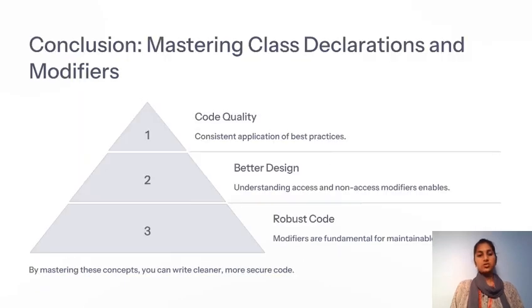And here is the conclusion of this topic, mastering class declaration and modifiers. First thing is code quality: consistent application of best practices. And second is better design of the model by improving the quality of the code. Understanding access and non-access modifiers. The third is robust code: modifiers are fundamentals for maintainable code. By mastering these concepts, you can write cleaner, more secure code.